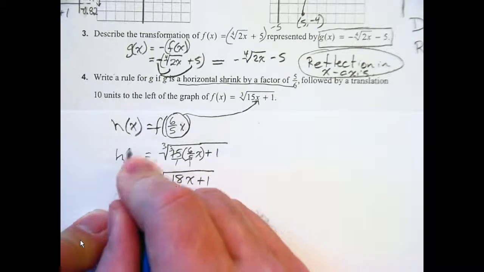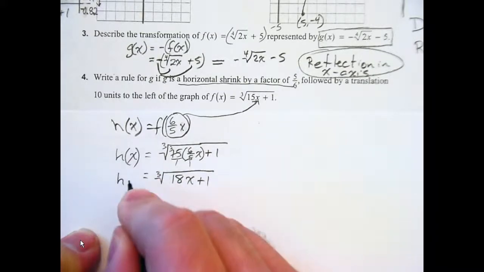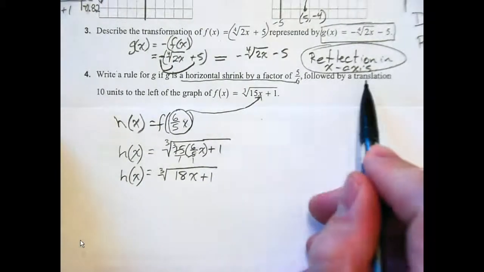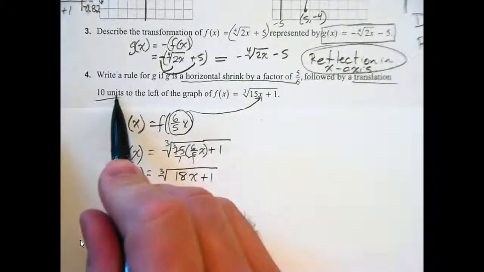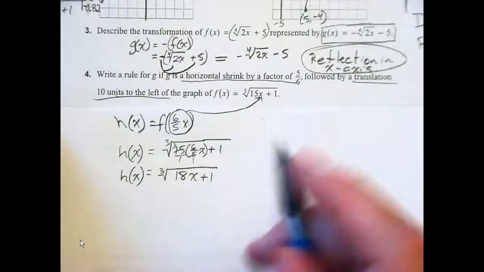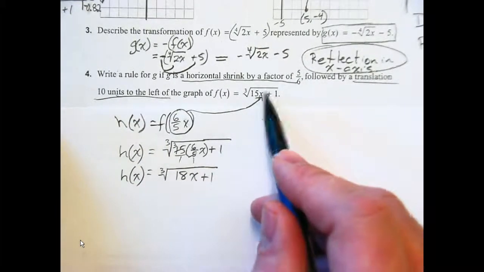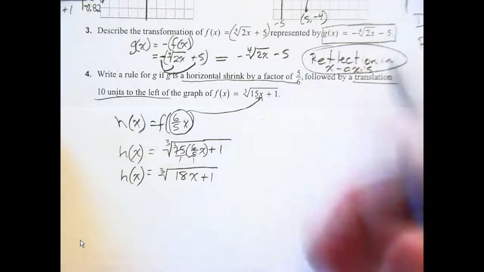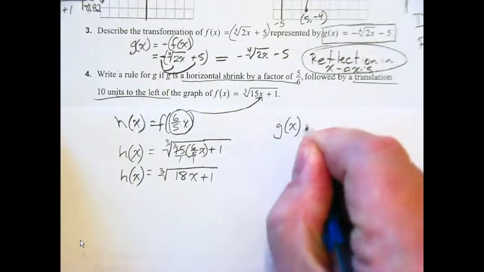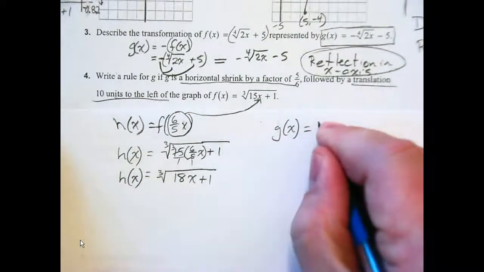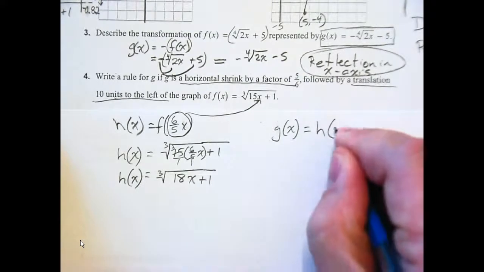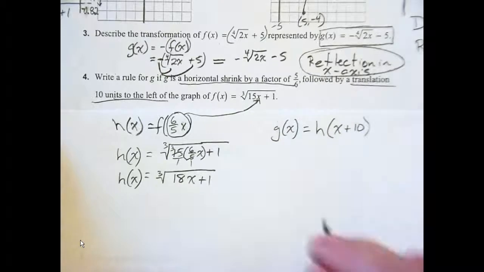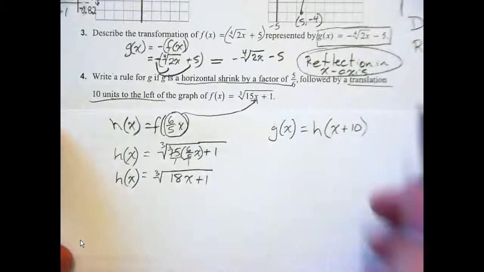Now you have one more transformation there, a translation 10 units to the left. Is that happening inside or outside? It's happening inside with x. So now we have g of x is going to equal h of x plus 10. Because it's going to the left, we add 10. And once again, this is getting plugged in for x.